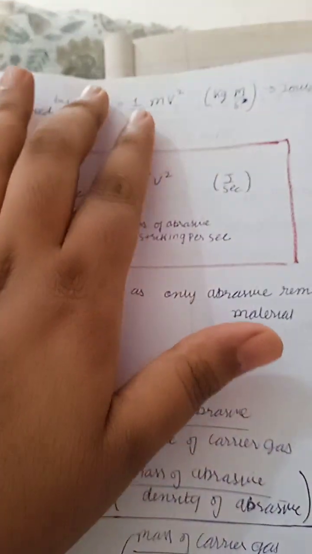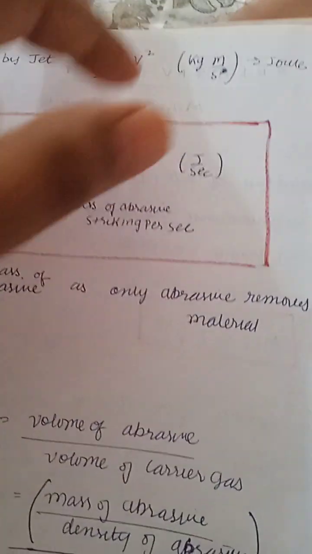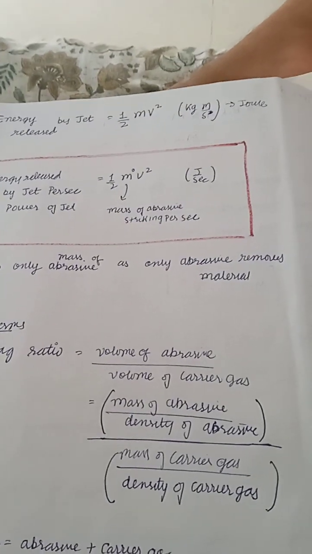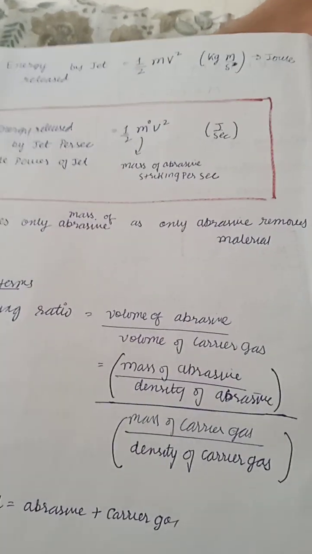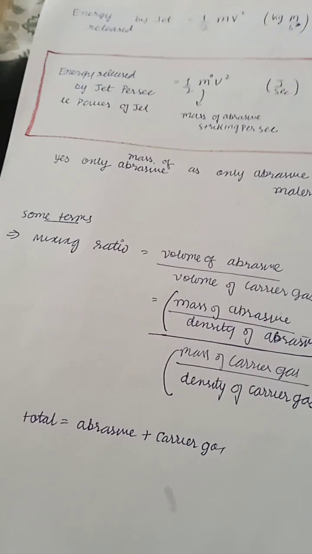So here m is only abrasive, because the jet is made of two things, carrier gas plus abrasive. So here the mass of abrasive only, as only abrasive removes material. So mixing ratio is the volume of abrasive over volume of carrier gas. Total is equal to abrasive plus carrier gas.